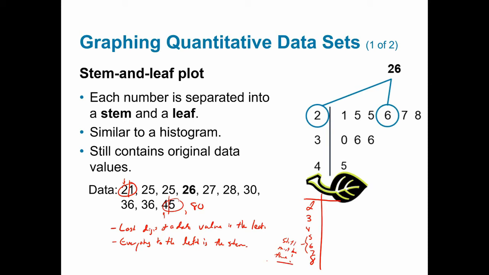Whether or not there is no leaf for it. And then from there, all you do is go through each data point and figure out, okay, where's the stem for this one? And then what's left, the last digit, is going to be your leaf. And so you just put it on there. So 21, for example, 25, 25, 26, and so on down. So 27, 28, 30, 36, 36, 45, and then since I added 80, 80. So that would be your stem and leaf plot.